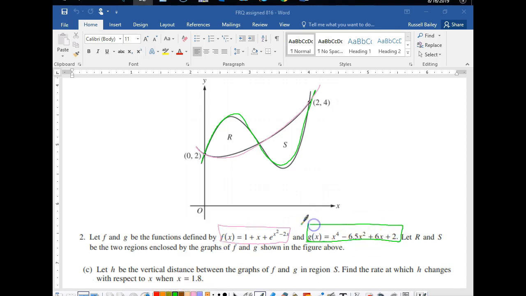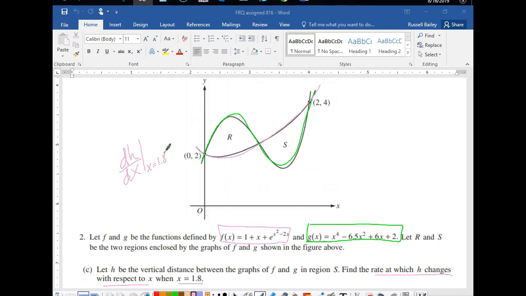Now the reason that matters, which one is which, is because of what we're trying to do. We're being asked to find what again? We're being asked to find dh dx, so the rate of change of h with respect to x when x equals 1.8.